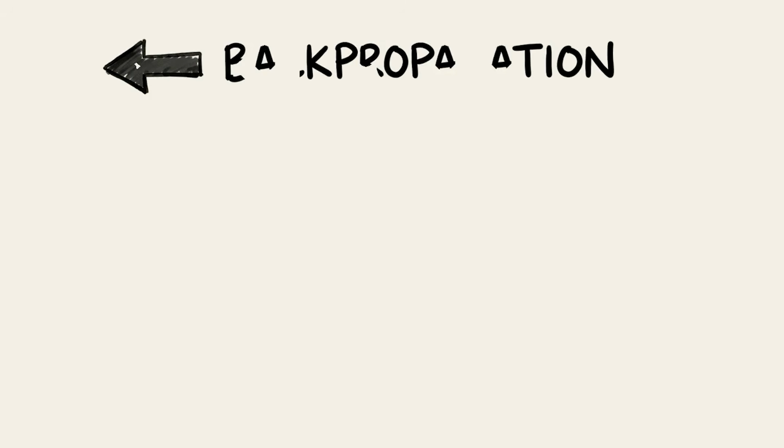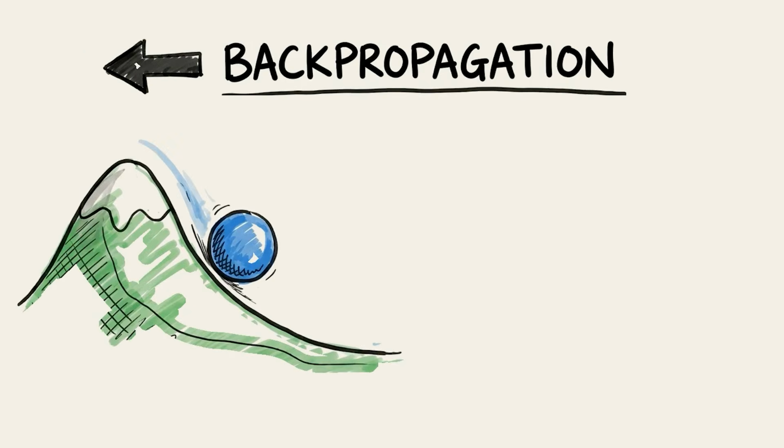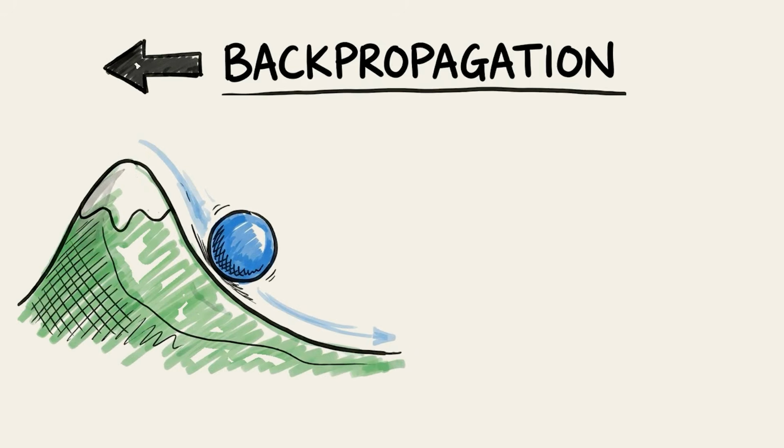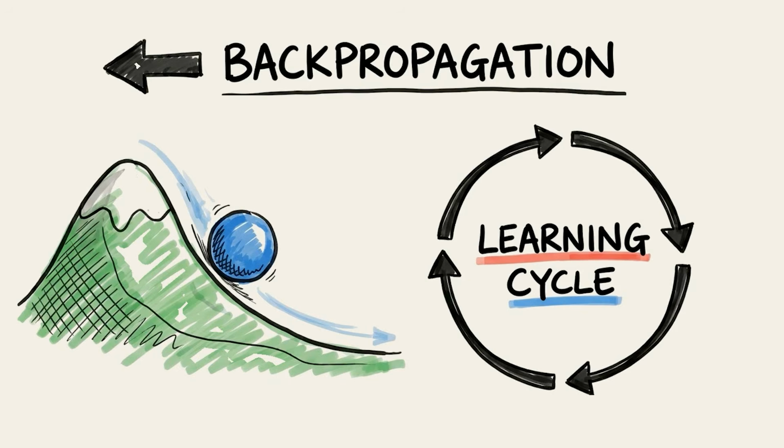Backpropagation sends that error backward. The network computes which weights contributed most to the mistake. Large contributors get adjusted more. Gradient descent then nudges each weight downhill, reducing future error. Repeating this cycle is how neural networks learn.